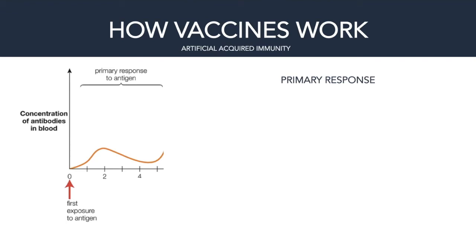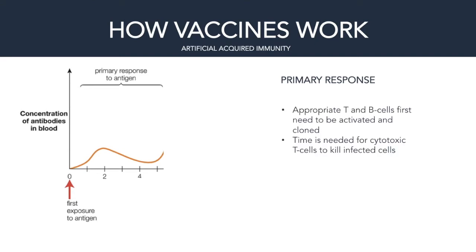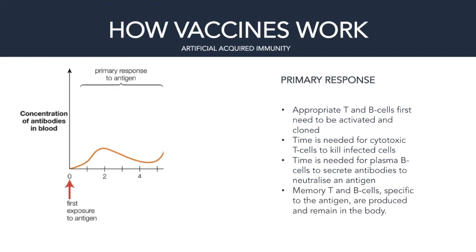The time taken to fight this infection is relatively long. This is because appropriate T and B cells first need to be activated and cloned, and time is needed for cytotoxic T cells to kill infected cells and for plasma B cells to secrete antibodies to neutralize an antigen. During this response, memory T and B cells specific to the antigen are produced and remain in the body.